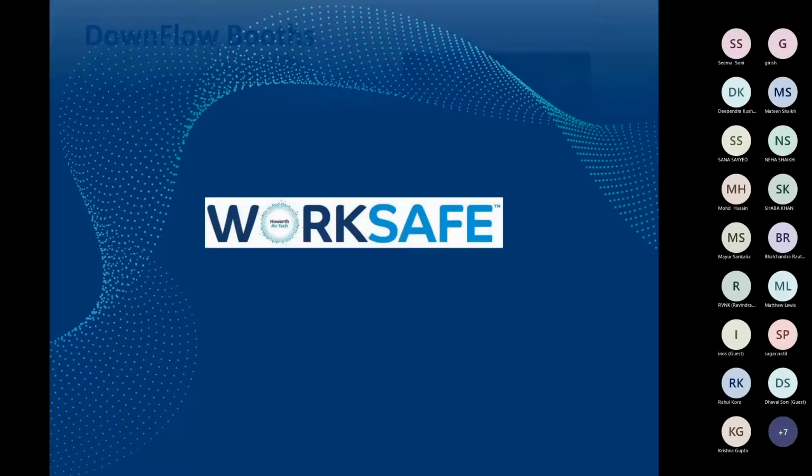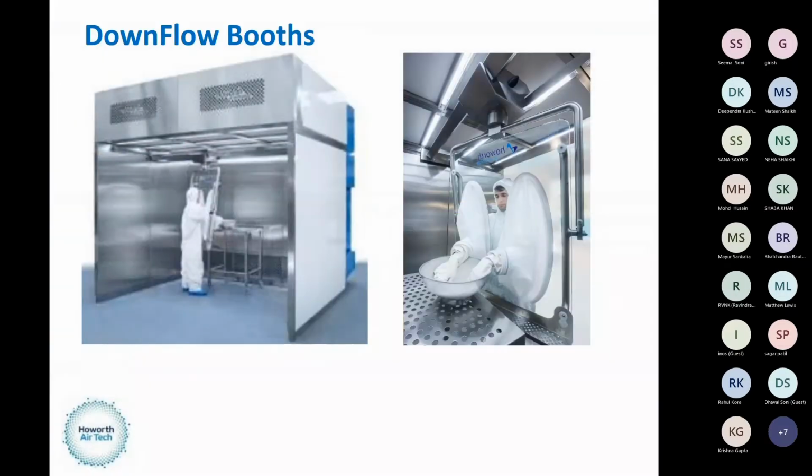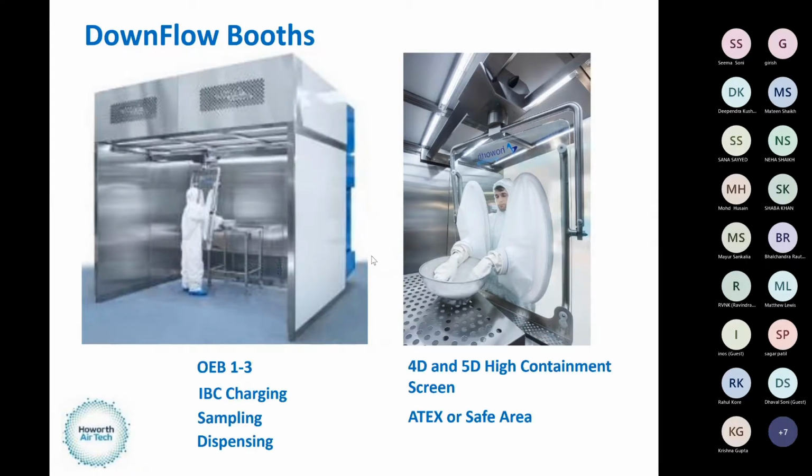So as we move into the WorkSafe, the main product really is a downflow booth. This is potentially the first containment solution that was developed many years ago. And this, I call this the workhorse. This is where quite a lot of the materials are handled within a warehouse scenario, within a dispensing scenario. This would give us typically OEB 1 to 3.